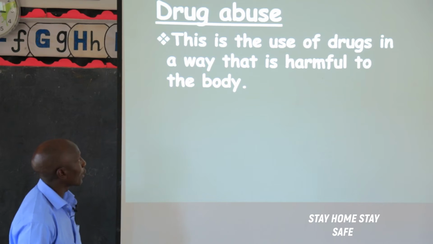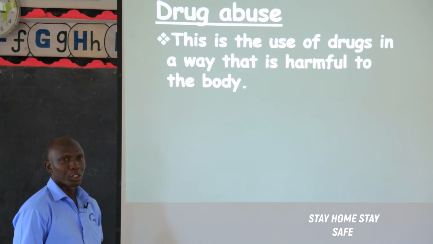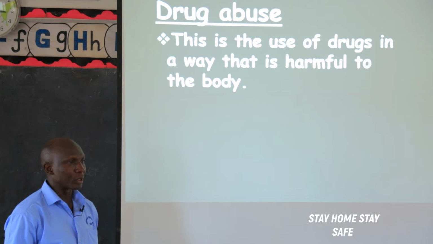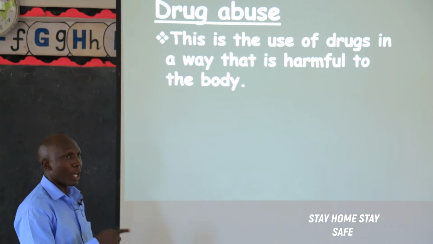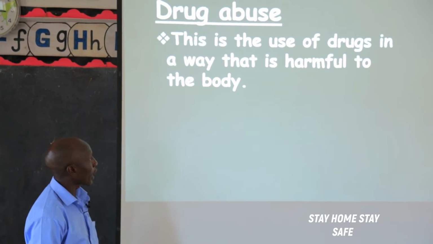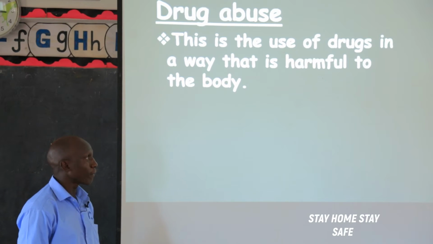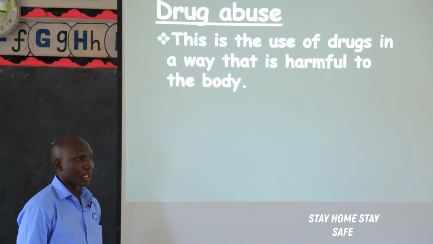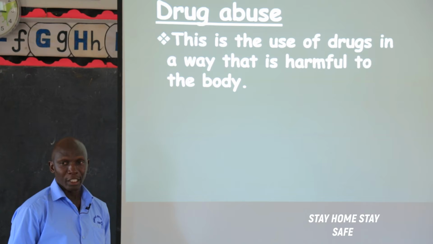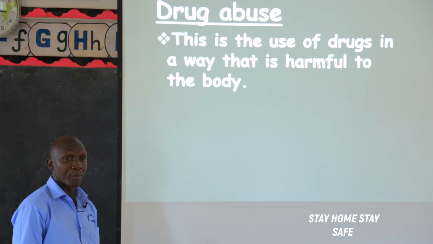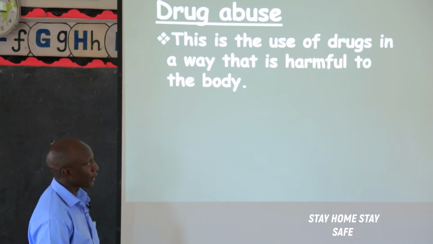Then we have another word here, drug abuse. The other one we saw last time was drug misuse. But this one is drug abuse. What does this mean? This is the use of drugs in a way that is harmful to the body. Sometimes people use certain drugs, and these drugs can harm their bodies. If they tend to do such, then we shall say they are abusing a drug. That's what we call drug abuse. That's in the scientific sense.